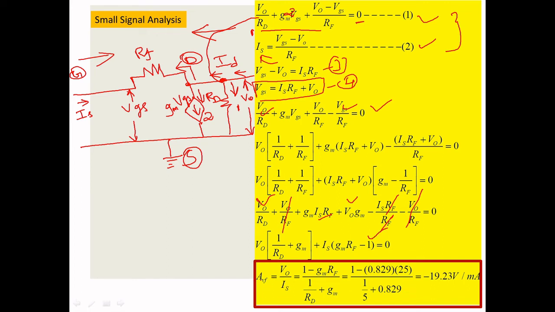So when you rearrange the equation, I want to find v naught by is. When you take the term to the right side, it becomes minus. So for polarity interchanging, I can write 1 minus gm rf divided by 1 divided by rd plus gm. This is the transfer function which you obtained here.